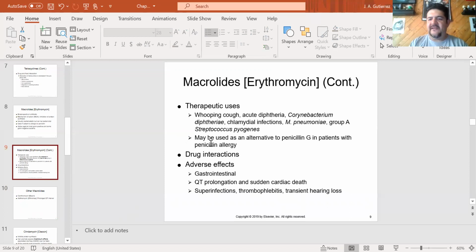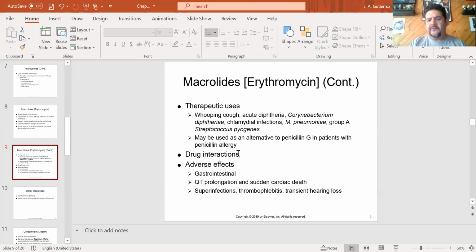Erythromycin, just like penicillins, can be used for a bunch of infectious diseases like whooping cough, diphtheria, chlamydial infections, pneumonias, skin infections, and so on.